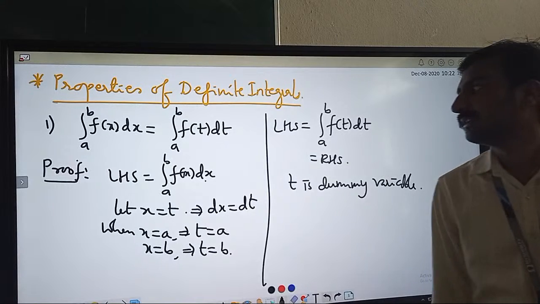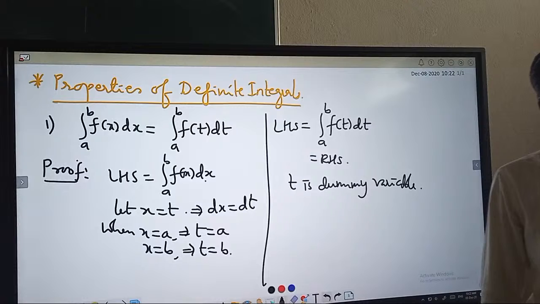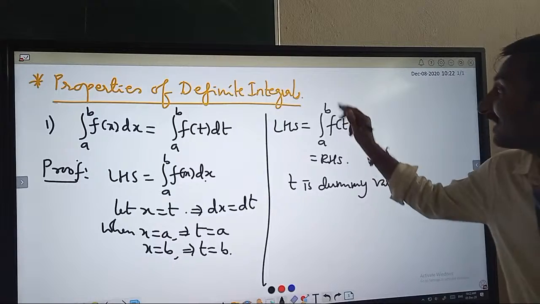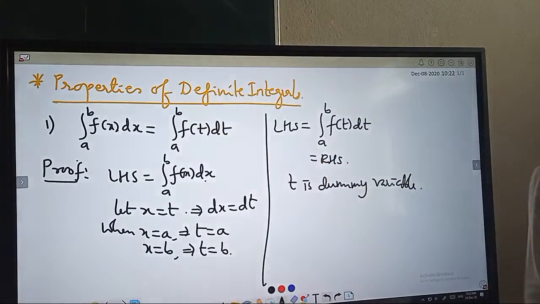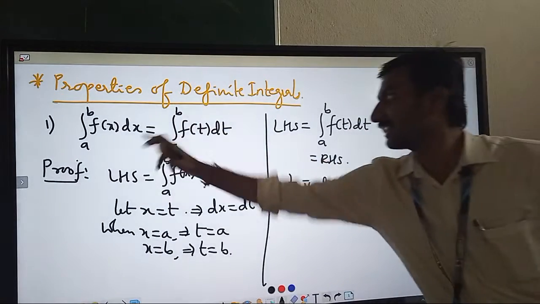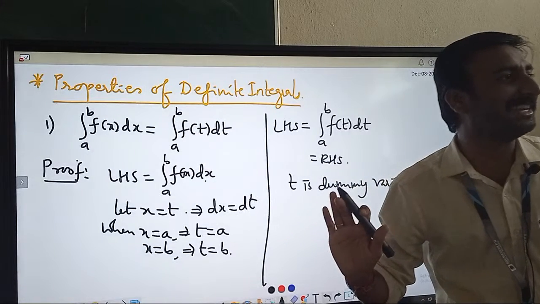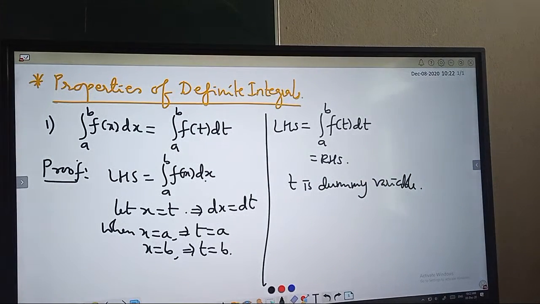Whenever you want to add two definite integrals, the variable does not matter. What matters? The interval matters. Take care of this. I have changed x to t here, but I have not changed the interval. This is very, very important. The interval has to be the same.